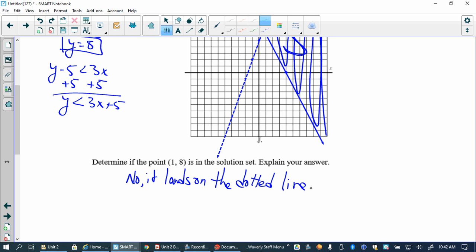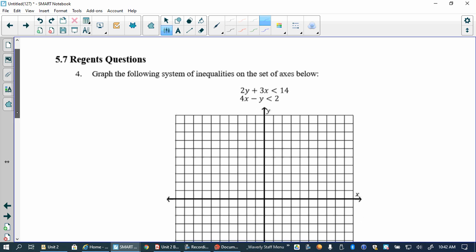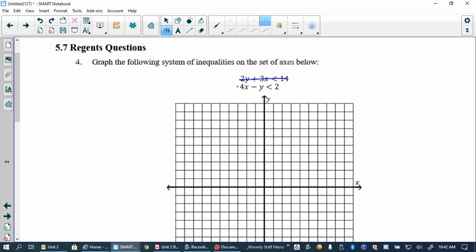So I'm going to write down the actual inequalities here, okay? Should be 2y greater than or equal to 3x minus 16 and y plus 2x greater than negative 5. Okay, so cross those out. That's a significant error on that page.